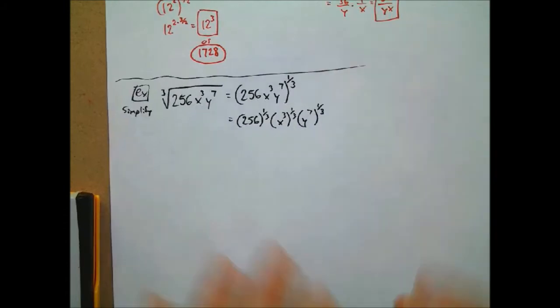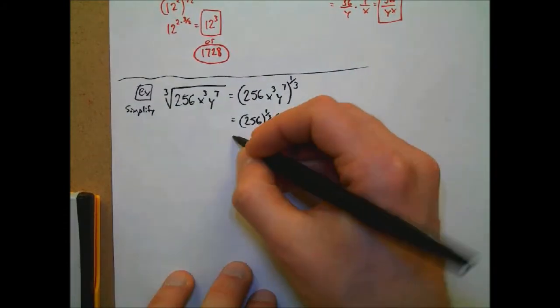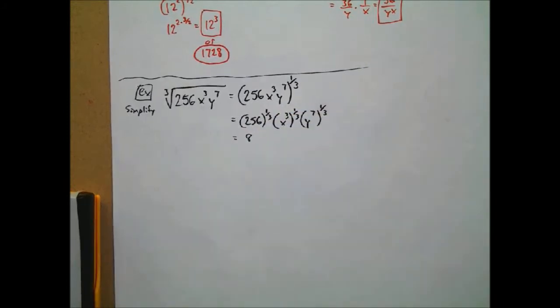Okay? Cube root of 256, I think it's 8. Check that here. Ooh. It's not. It doesn't simplify nicely.